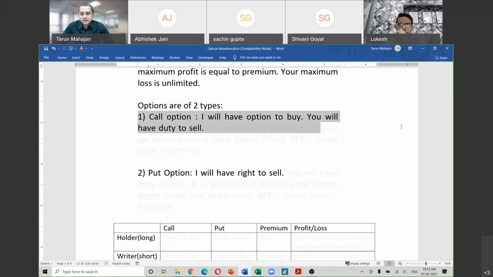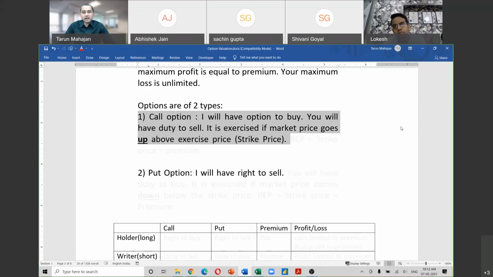This call option is exercised only if the market price goes up above the exercise price, strike price. So I have the right to buy at 47,000 rupees. If the market price goes up above 47,000 rupees, I'll exercise my option. Now, the beautiful thing is that I can choose the strike price also.